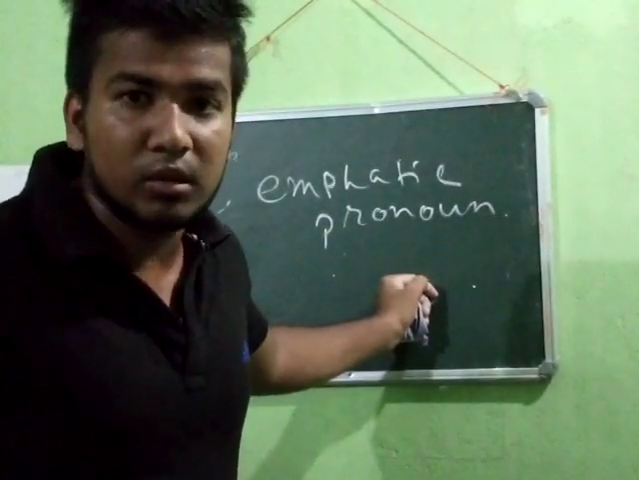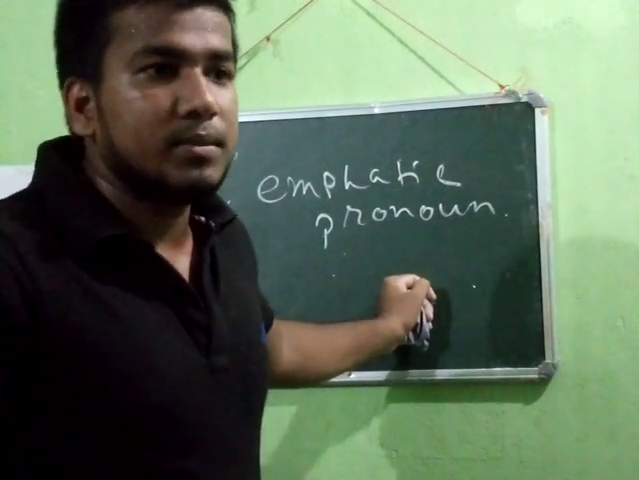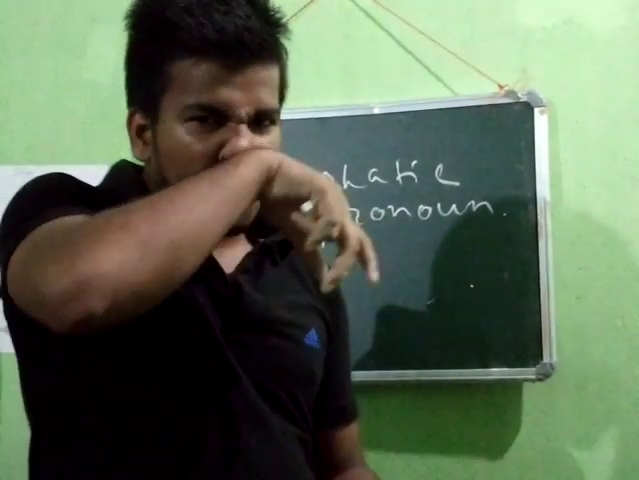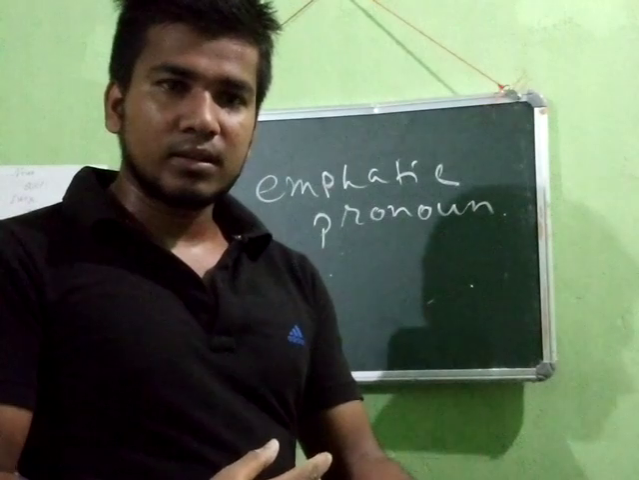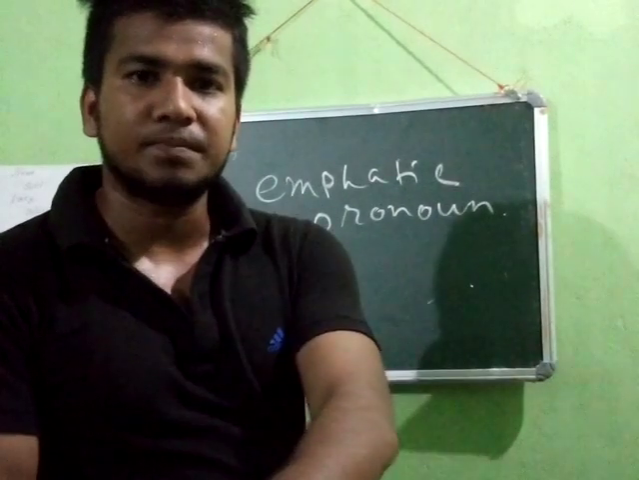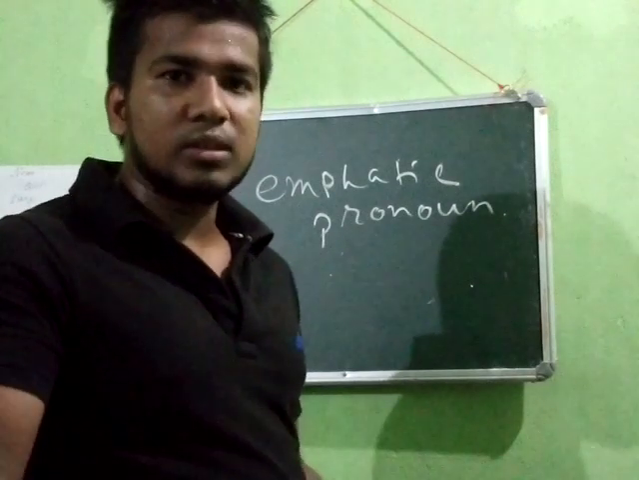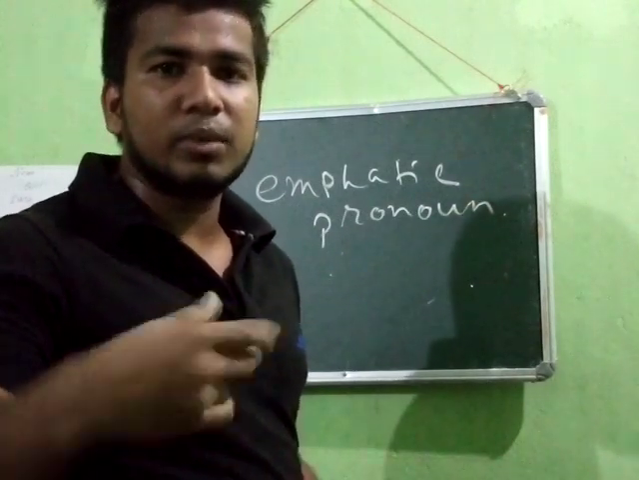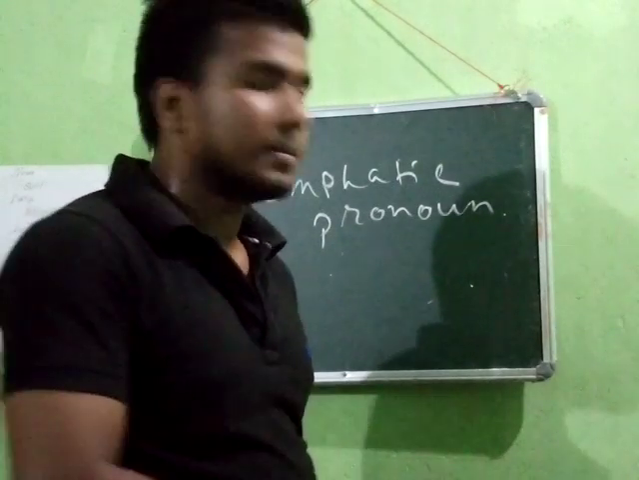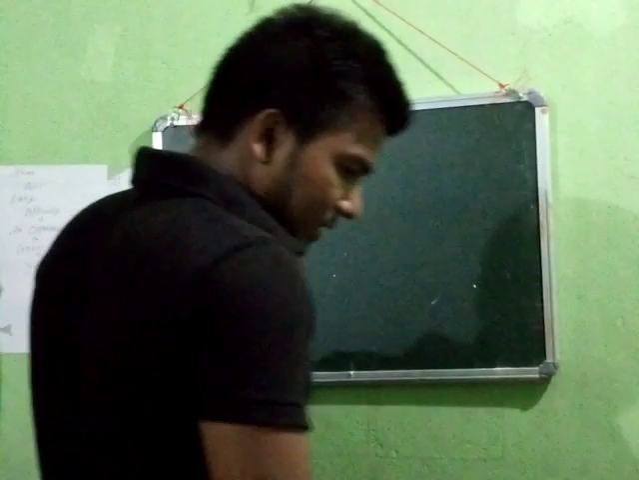So what is emphatic pronoun? It emphasizes the noun. For example, I shall do the work myself. So here there is a work which I will do myself. It emphasizes me. So the work will be done by me. In this sentence, myself emphasizes I. So it's called emphatic pronoun. You have to write: emphatic pronoun is the pronoun which emphasizes the noun. For example, I shall do the work myself. In this sentence, the word myself emphasizes I or me. And then the next question is number 2, which is important.